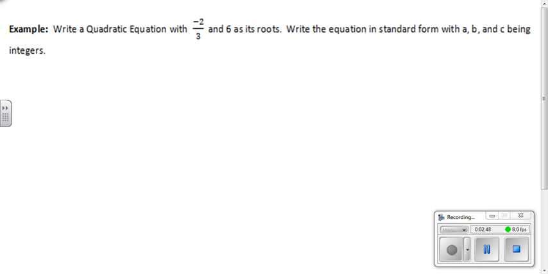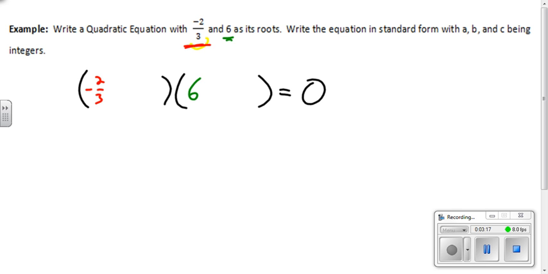Sometimes we may be asked to write a quadratic equation with roots that are fractions. That might seem a little daunting at first, but it's really no different from integer roots. Again, all we have to do is set up our factors and set those equal to 0. We look at our first one, -2/3. Our second one here was 6. How do we get those to equal 0? Well, this one we have to add 2/3. This one we have to subtract 6. Again, replace these roots with x.